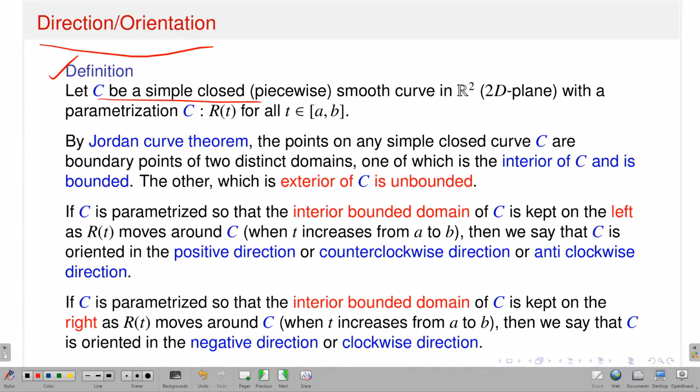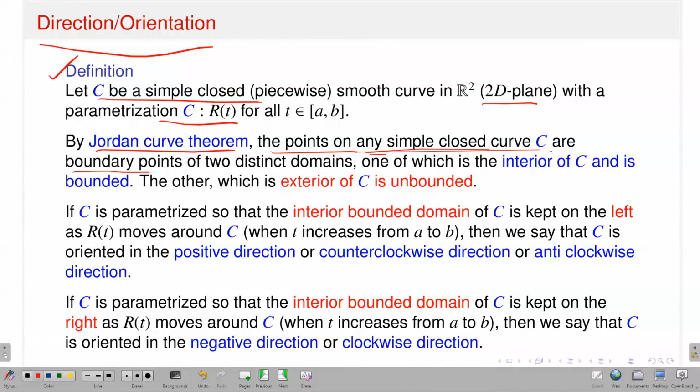a smooth curve or piecewise smooth curve in 2D, or in R2, with say natural parameterization C equal to r(t). Then there is a theorem which is called the Jordan curve theorem. So, what is the Jordan curve theorem? It says that the points on any simple closed curve. So, if I have a simple closed curve C, say in the 2-dimensional plane, the points on any simple closed curve C are boundary points of two distinct domains.